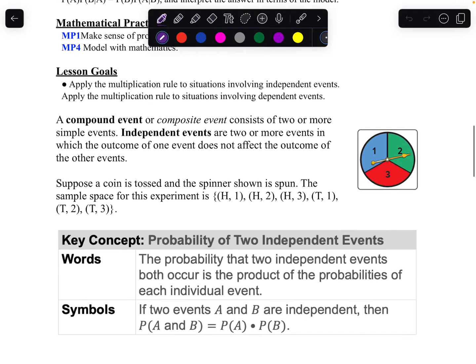A compound event is where we have two different things going on. An independent event is where what happens the first time has no effect on the second time. I gave an example of a spinner. What I get on the first spin has no bearing on what we get on the second spin.